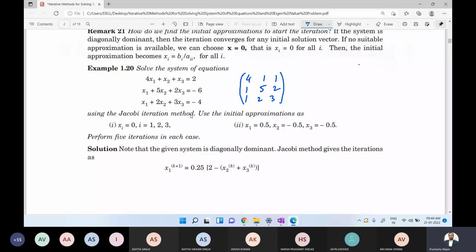Yes, sir. Is each diagonal entry greater than or equal to the sum of the remaining elements in that row? 4 is greater than or equal to 1 plus 1. The next diagonal entry is 5, so 5 is greater than or equal to 2 plus 1. The next diagonal entry, 3, is greater than or equal to 2 plus 1. So the coefficient matrix is diagonally dominant. You can directly solve for x1 from the first equation, x2 from the second equation, and x3 from the third equation, and create the Gauss-Jordan iterative scheme.